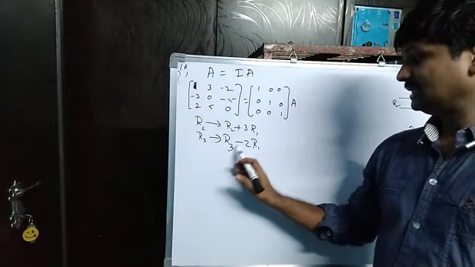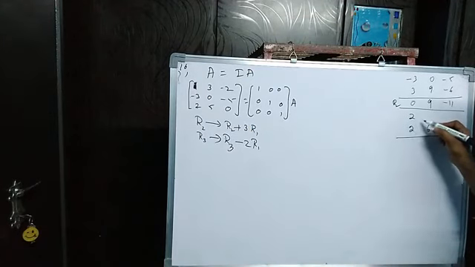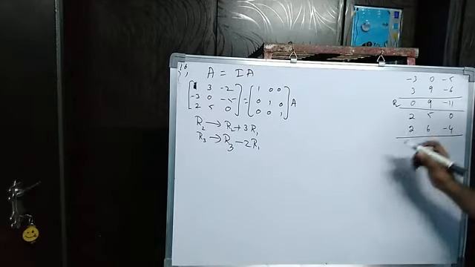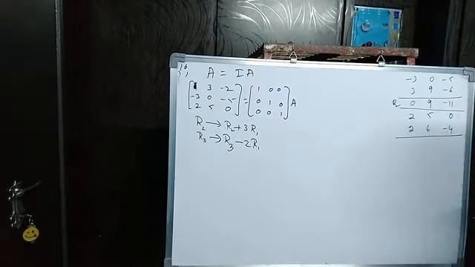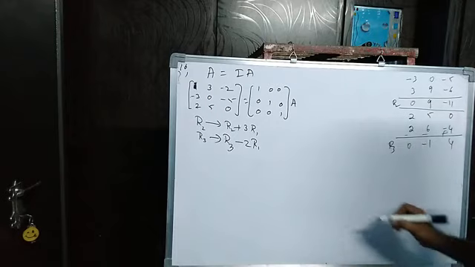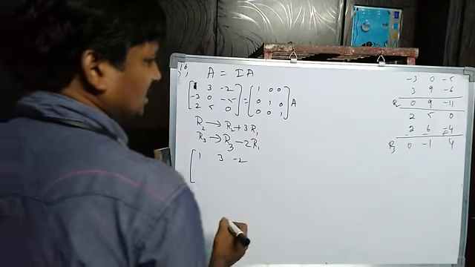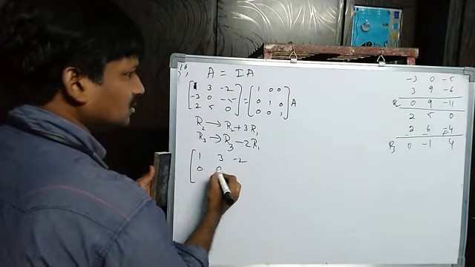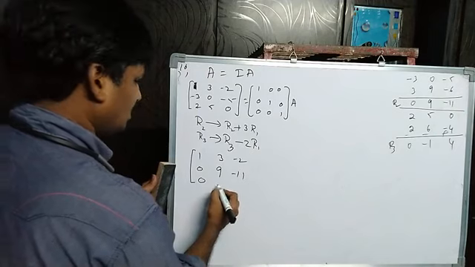R3 changes to R3 minus 2R1. Just write R3. What is R3? 2, 5, 0. It is 2 into R1: 2 into 1, 2; 2 into 3, 6; 2 into minus 2, minus 4. Okay, subtract: minus minus plus. Subtraction, 0. 5 minus 6, minus 1. 0 minus minus 4, plus 4. Okay, it is R3. Right? Yes, write them. R1 same as it is: 1, 3, minus 2. R2: 0, 9, minus 11. Right? Next R3: 0, minus 1, 4.